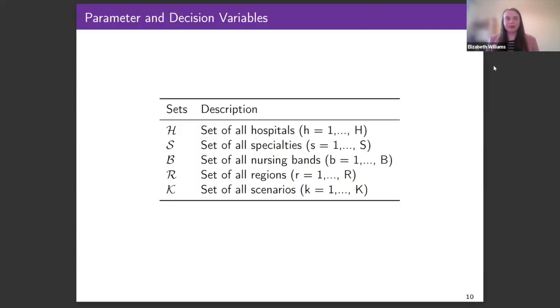So now moving on to the parameters and decision variables. In our model, we had sets of all hospitals and all specialties. So for example, if you had a heart problem, you would be admitted to a cardiology ward. We had a set of nursing bands, a set of regions where our hospitals were contained, and then for our scenarios, we had a set which contained different things. So for example, if we wanted to increase demand or reduce demand, what the effect would be.